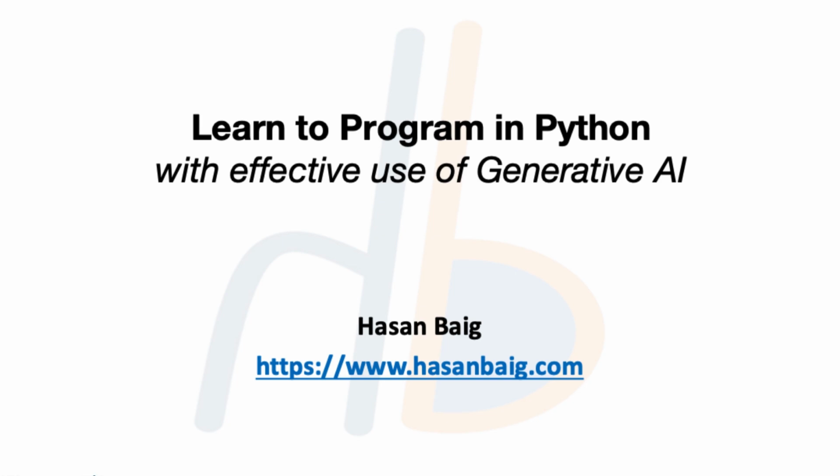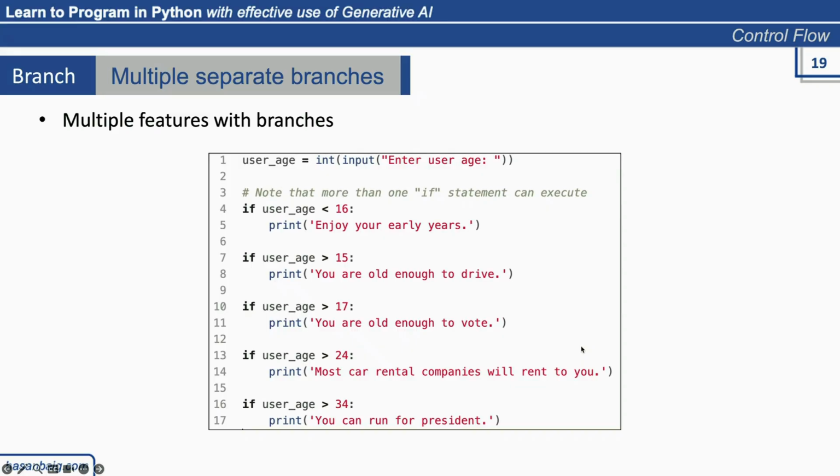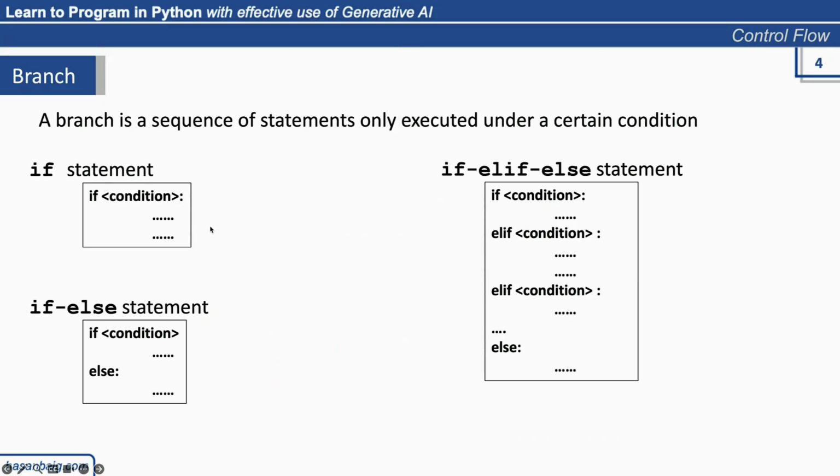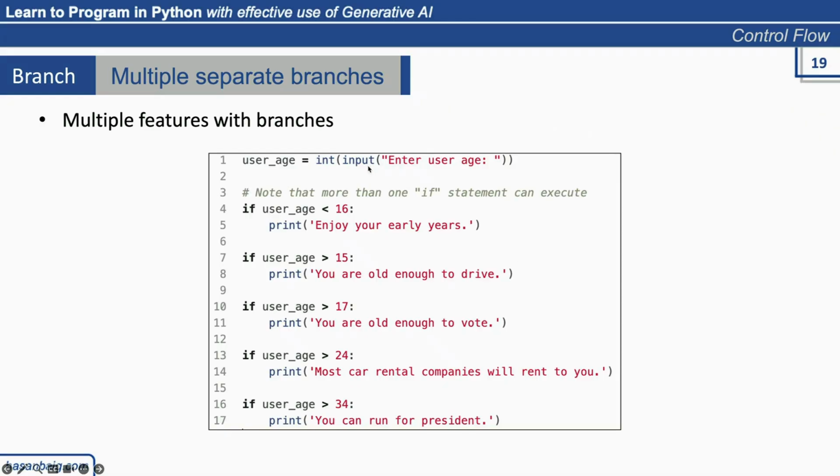Okay, so we do have multiple feature branch structures. If you recall, I talked about in the beginning that the branch structure has three variants: if, another variant is if else, and then if chain. So here we can check multiple features with multiple if structures. Each of them is independent of each other. So even if, for example, this condition is satisfied, this condition will still be checked because this is not elif. It is a separate if structure.